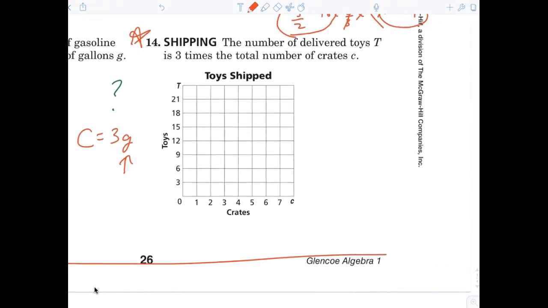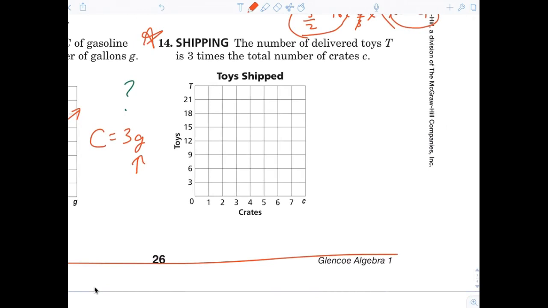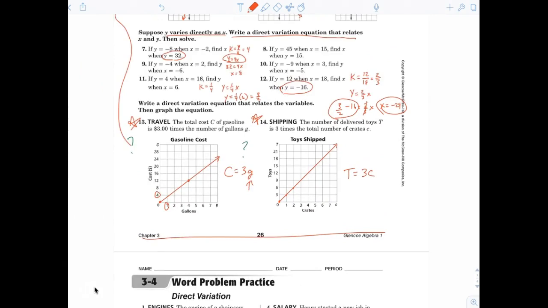Okay, so let's just make sure we're good. The number of delivered toys is 3 times the number of crates. So T equals what? 3C. It's the same exact problem. It's kind of dumb. So if you have 0 crates, you have how many? 0 toys. If you have 1 crate, you have what? 3 toys. 2, you have? 6. Does everybody see? Simple, right? It's very simple. That's a direct relationship. Goes through the origin. You're always multiplying the domain by 3.